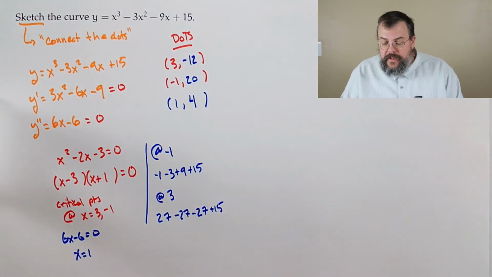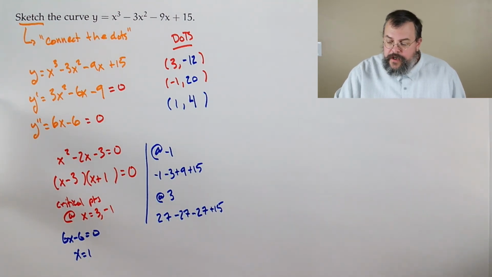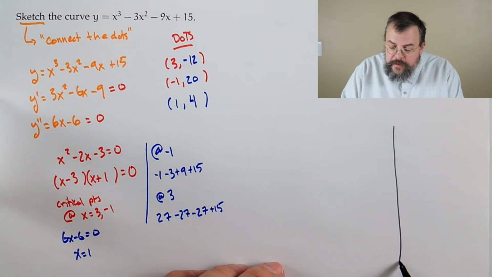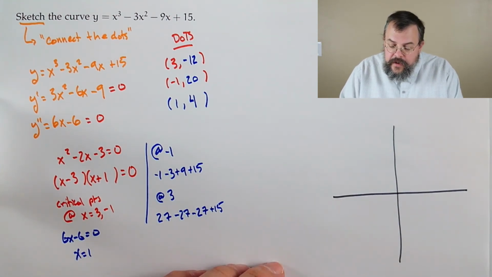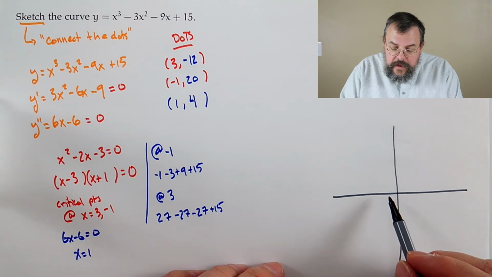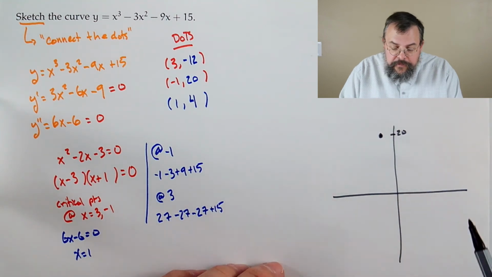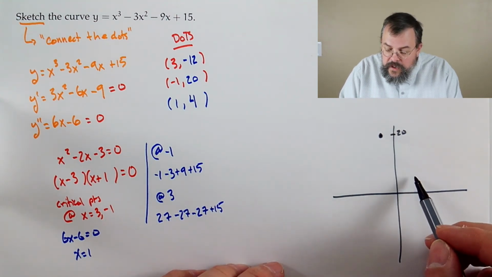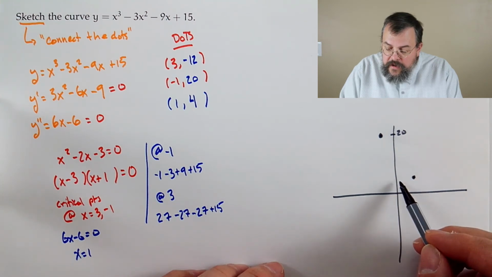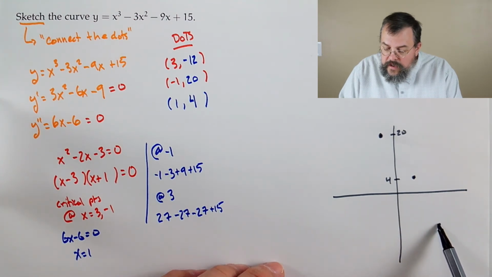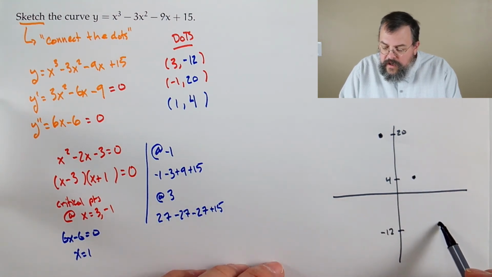Okay, good. Now we're getting close. We can draw a rough grid. We can't do it exactly right, but like I said, we can get a rough grid here. So let's see, we're going to have negative 1, 20. Let's just put that here. So this is at 20. And then at 1, 4, so we can put that here. So here's 4. And at 3, negative 12. So there's negative 12. So here are our 3 dots.